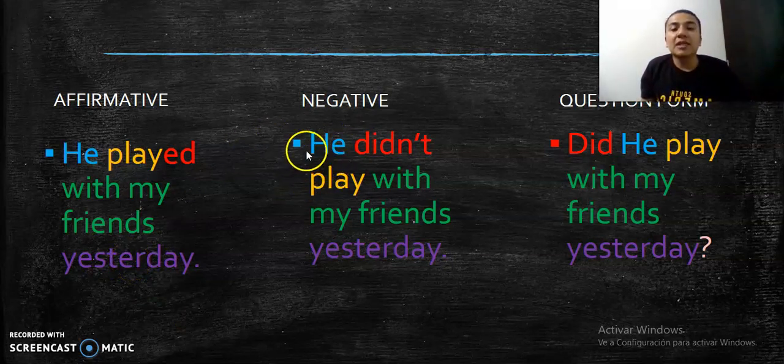The negative form, again, blue for the subject, red for the auxiliary. As you can see, the verb doesn't change. Here it changes because it's the affirmative. However, in the negative, it doesn't change because I have the didn't, so it stays the same. And the question form, right here I have did he play with my friends yesterday.